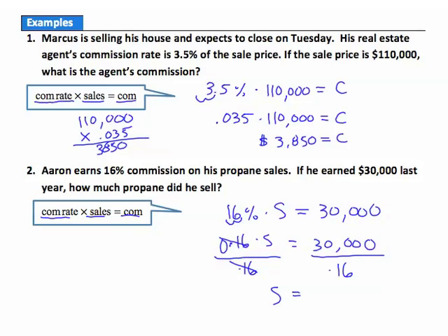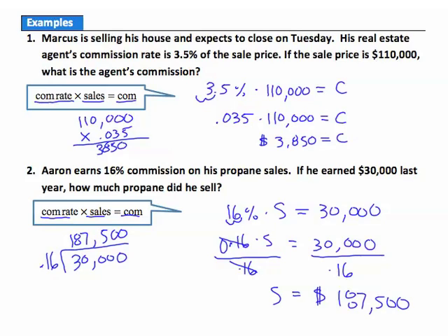Well, we're going to come off on some scratch work to do that. So we have 0.16 going into $30,000. When we do that division, we're going to get $187,500. And so over here for the sales that occur, we're going to use a dollar sign, we get $187,500 worth of sales to earn this $30,000 on 16% commission.